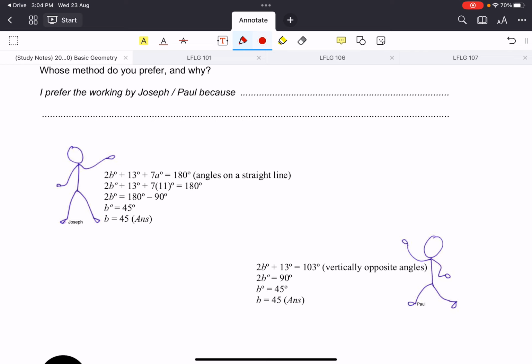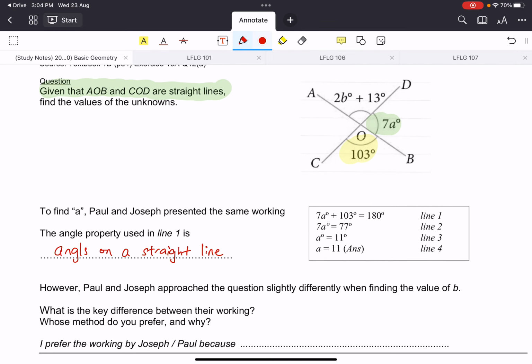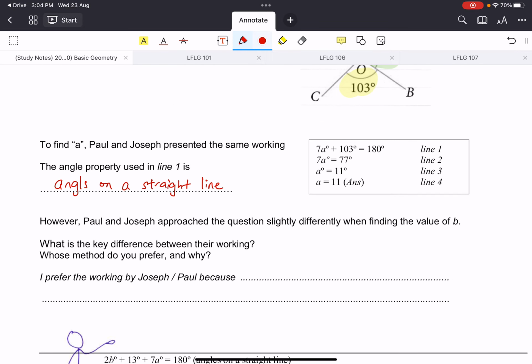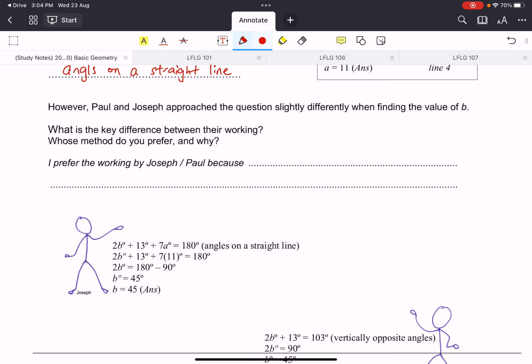Joseph actually needs some work here. He started by saying 2b plus 13 plus 7a is 180. So technically he's not wrong. However, he uses 2b and 7a in the same equation, which means he has to find the value of a before he finds the value of b.